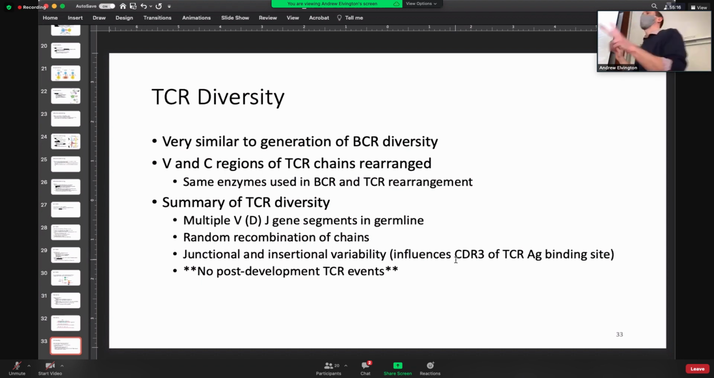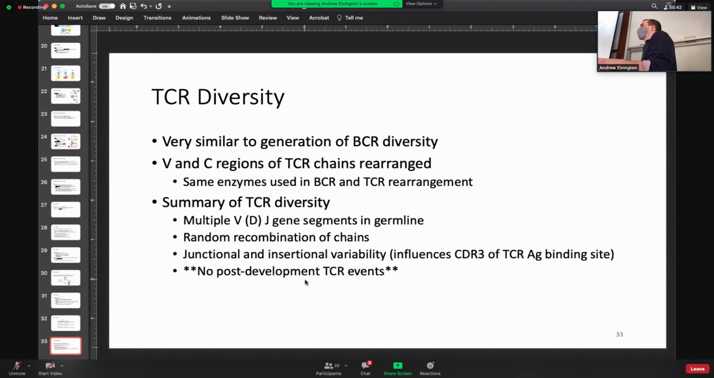The moral of the story here is that CDR3, that hypervariable region, can be influenced in the TCR to bind the antigen slightly differently. But the final point is, once the T cell receptor is established, once the T cell has passed all the checkpoints, that T cell receptor never changes.